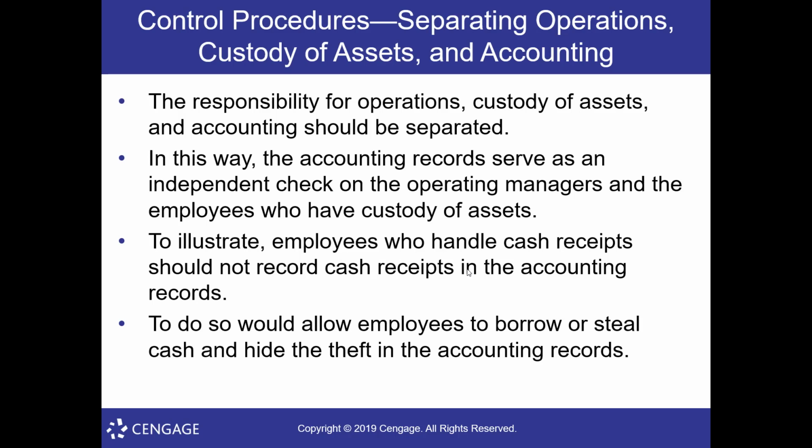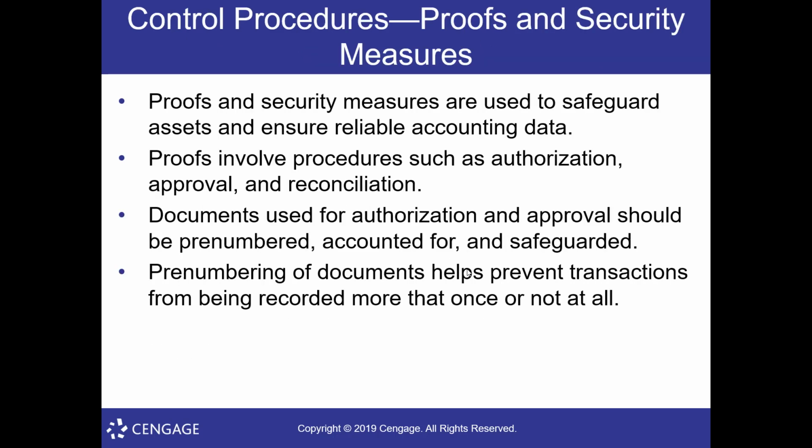The responsibility for operations, custody of assets, and accounting should be separated. The accounting records serve as an independent check on the operating managers and employees who have custody of the assets. To illustrate, employees who handle cash receipts should not record the cash receipts in accounting. To do so would allow the employee to borrow, steal, or hide.